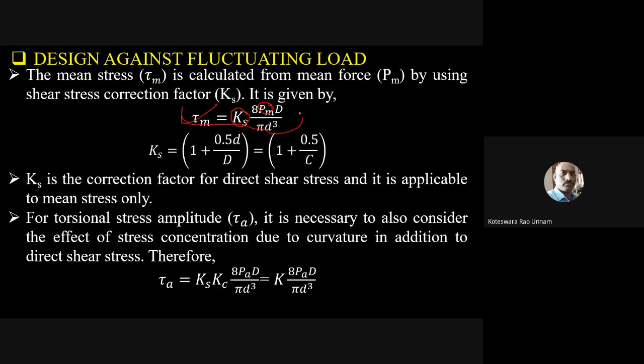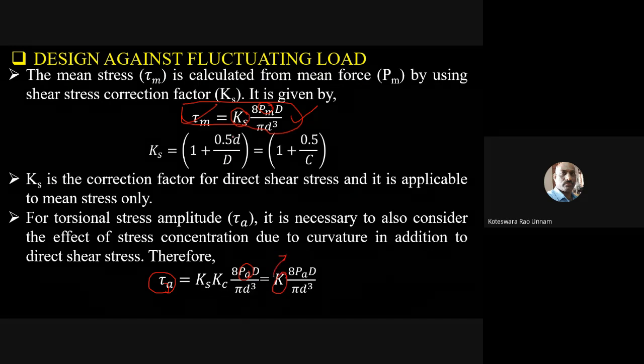Of course, these formulas are available in the data book also. You can refer to the data book. Then, while calculating the tau A value, you have to use Pa and then you have to use K. This is the Wahl stress correction factor. You need to use the K value. Then, once you have tau M and tau A, you can construct your failure equation for the spring under fluctuating load.